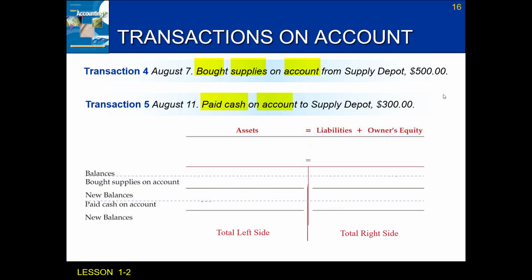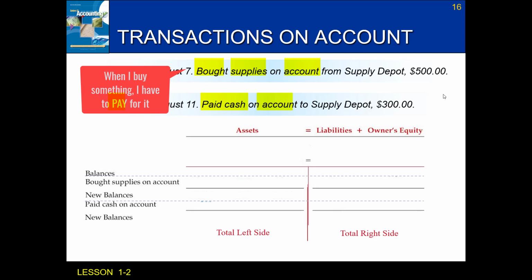Okay, and then in transaction 5, I see a keyword of cash, and then I see the keywords of paid on account. Remember, when I buy something, I have to pay for it. And if I have paid on account, both of those things match up with accounts payable. Accounts payable is a liability.